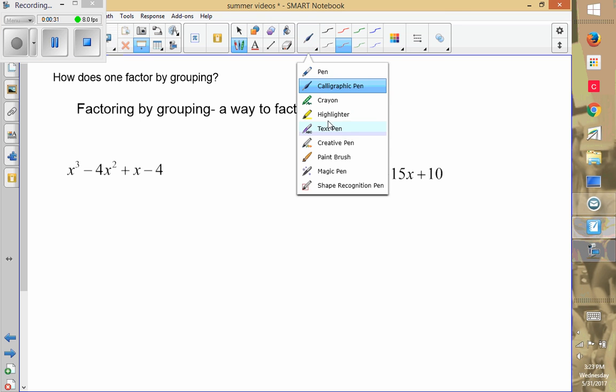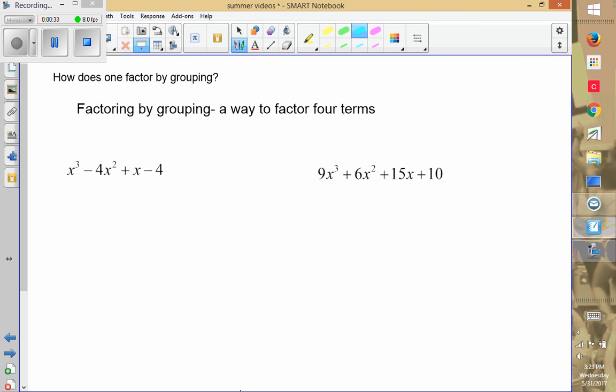So let's look at these two problems. It's exactly as it reads. If I have these four terms here, what I'm going to do is group them together as two different groups for right now, and we're going to basically just GCF the whole way through this problem.